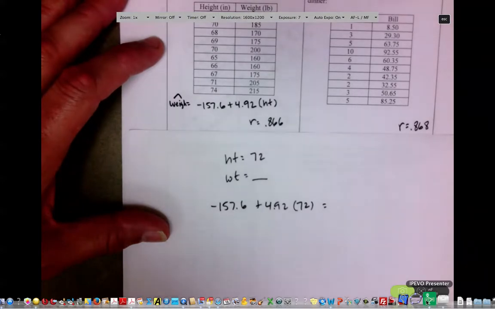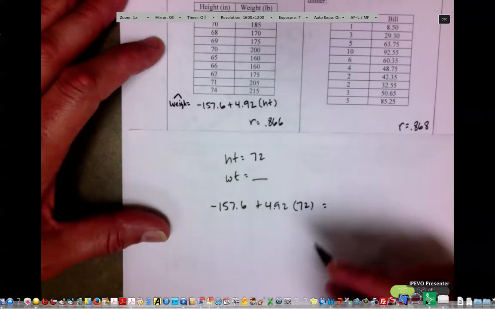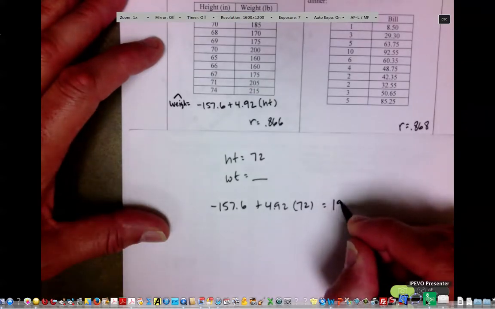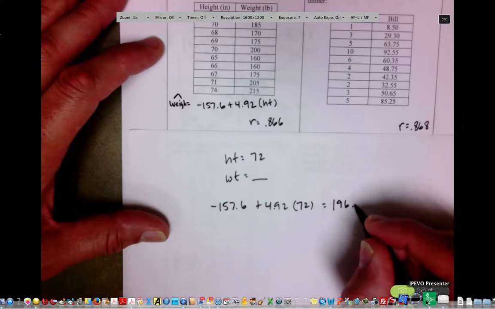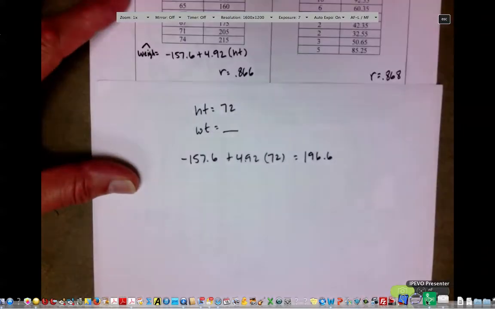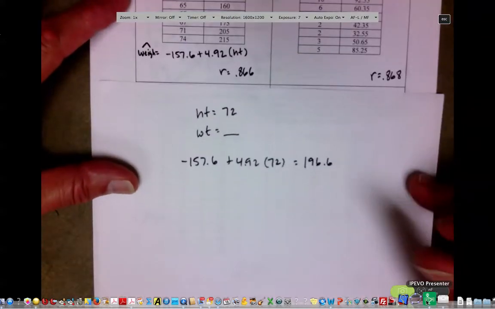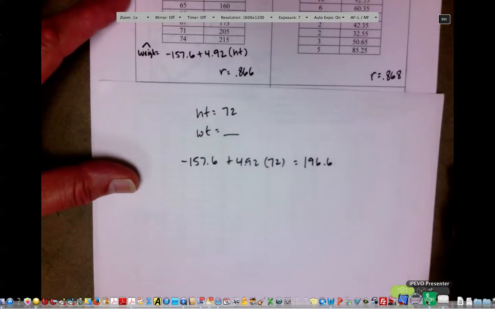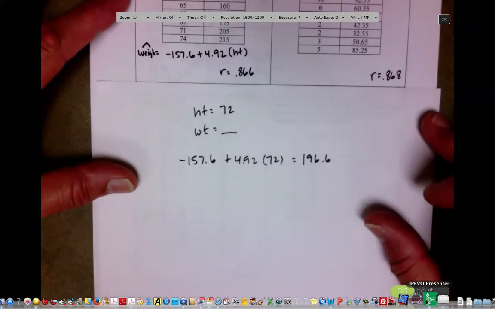All right, so negative 157.6 plus 4.92 times 72. Okay, this model predicts that this kid is going to be 196.6 pounds. All right, so if I wanted to guess a number to put in the roster for him, I'm going to put 196 pounds or 197 pounds in the roster for him. Okay? All right, so that's how you can use that least squares regression line.